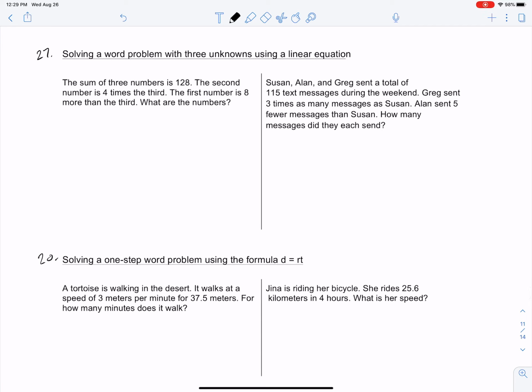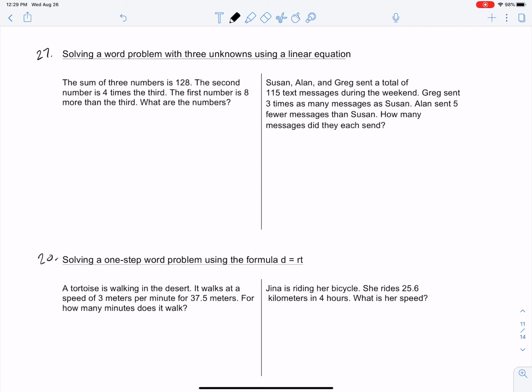Number 27 says solving a word problem with 3 unknowns using a linear equation. So before we had one unknown, and now we're moving on to multiple unknowns, which might seem kind of confusing. So let's try to just break this down and make this as simple as possible. Let's first read it just so we get a general idea of what we're dealing with.